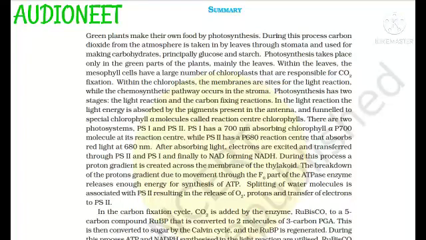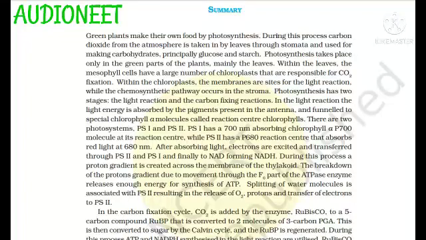Within the leaves, the mesophyll cells have a large number of chloroplasts that are responsible for CO2 fixation. Within the chloroplast, the membranes are the site for light reaction, while the biosynthetic pathway occurs in the stroma. Photosynthesis has two stages: the light reaction and the carbon fixing reaction.